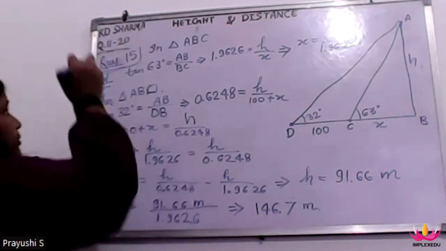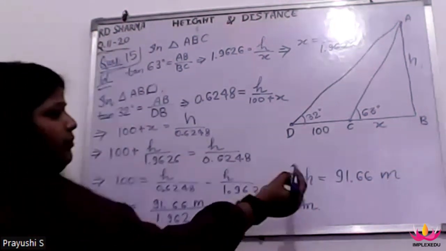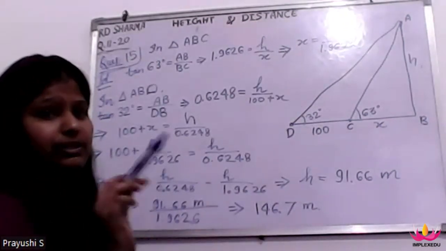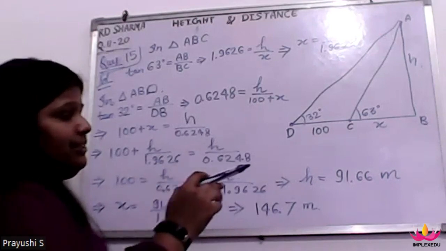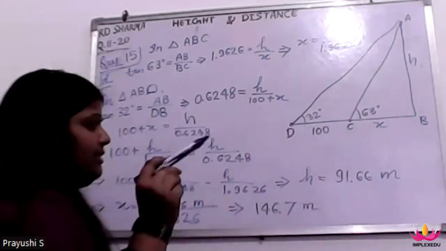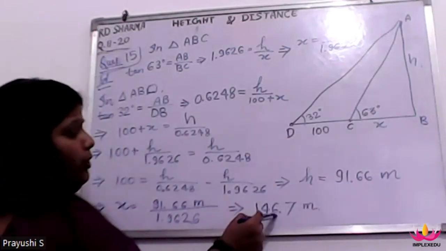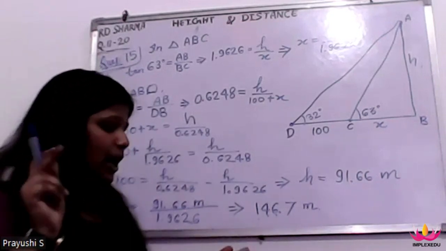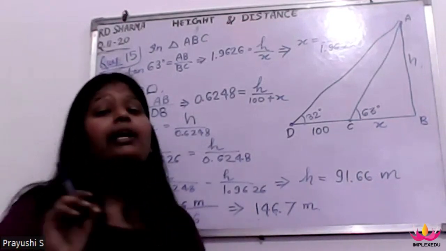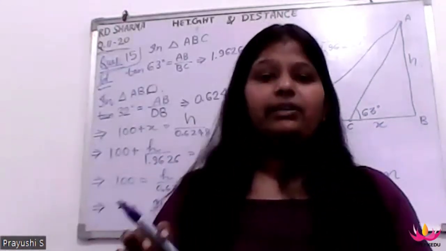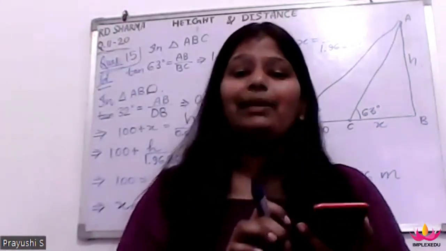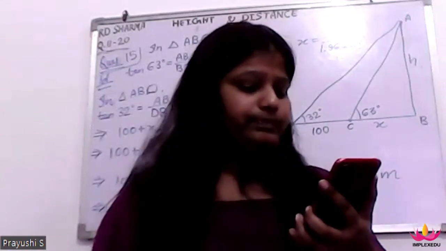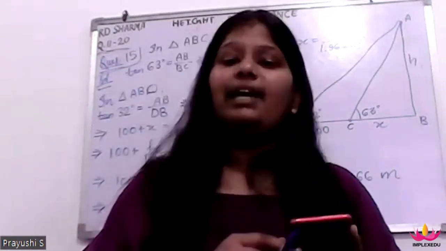So this is how we have solved question number 15. We have found out that H, the height of the tower, is 91.66 meters, and the distance BC is equal to 146.7 meters. Done everyone. Now question number 16 will be easier for you because it is the same as the question we have done. So now we are having question number 17.